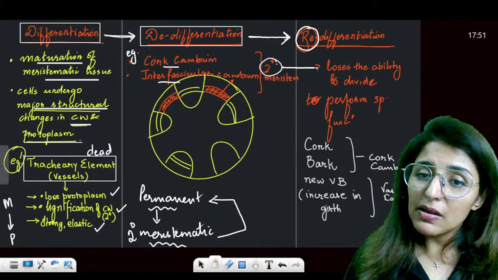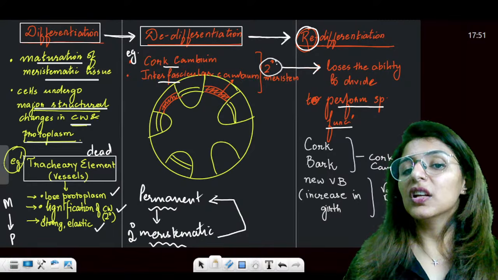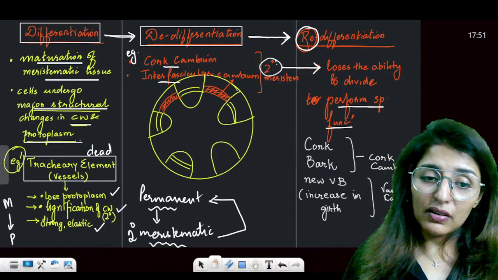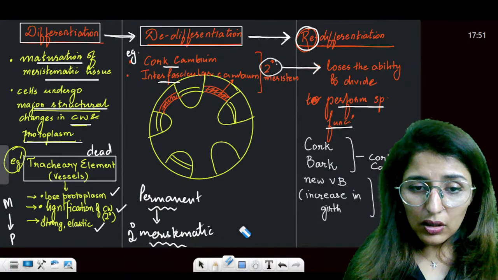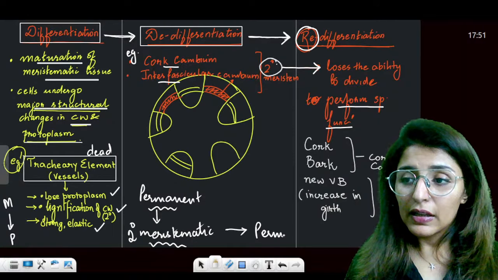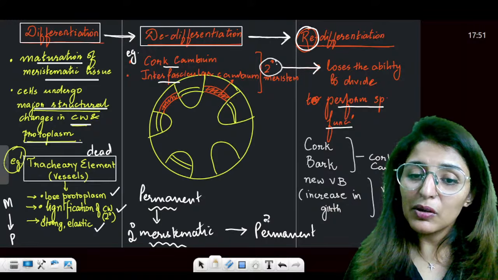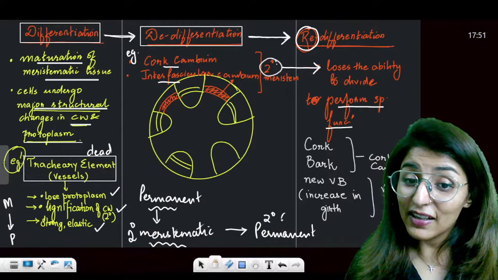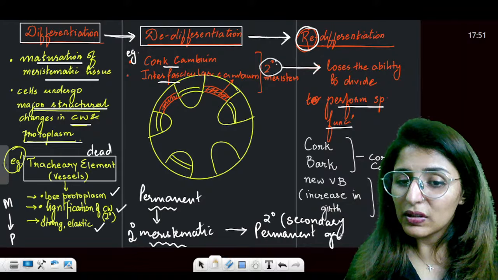So secondary meristem will again lose the ability to divide to perform a specific function. And now see here, this secondary meristem becomes permanent again, right? Now the permanent tissue formed from secondary meristem will be known as secondary permanent tissue, or we call this process secondary growth. Do you remember that? This is known as secondary growth.